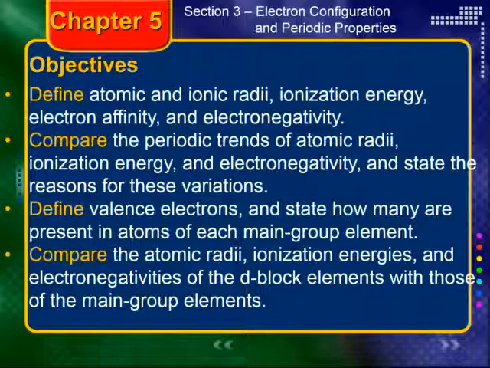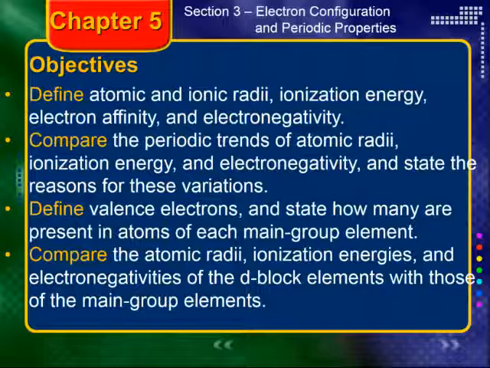But now we're adding this idea of stating the reasons for these variations. So you're going to hear me use terms a lot like effective nuclear charge, shielding, okay, referring to the total amount of negative charge in the electron cloud, referring to the total amount of positive charge in the nucleus. Then define valence electrons, and then state how many valence electrons are present in atoms of any particular main group element. And that one's going to be easy points for you.